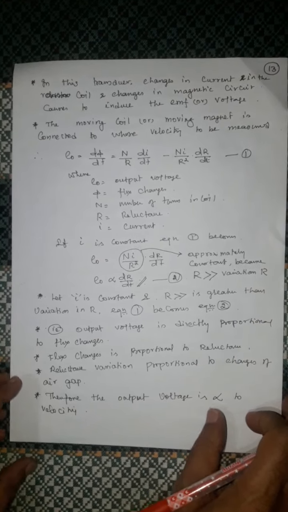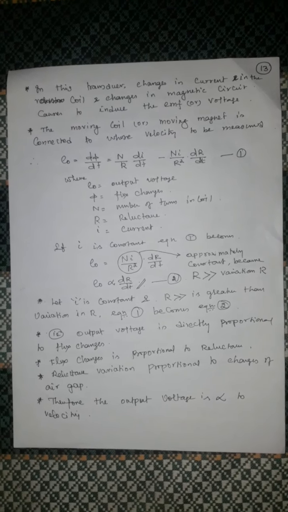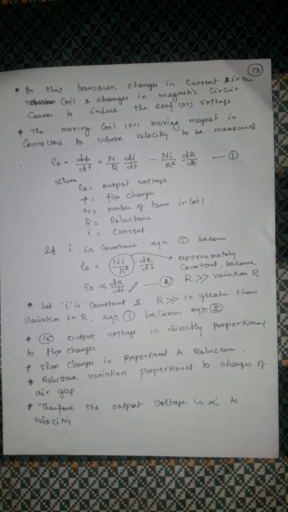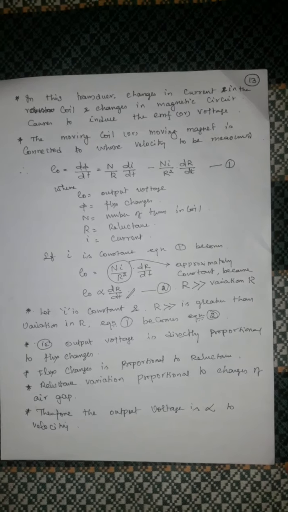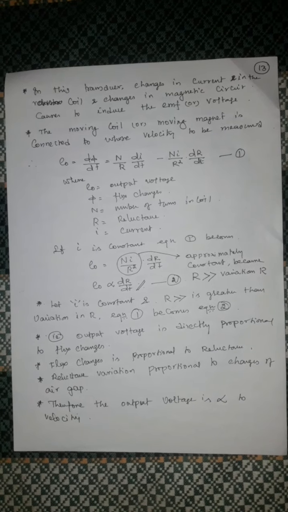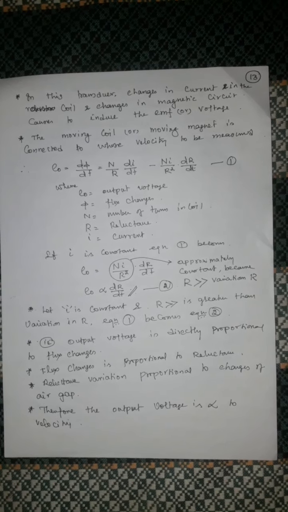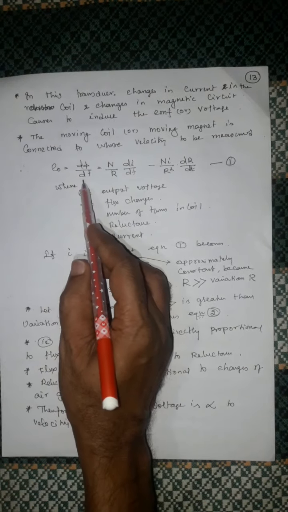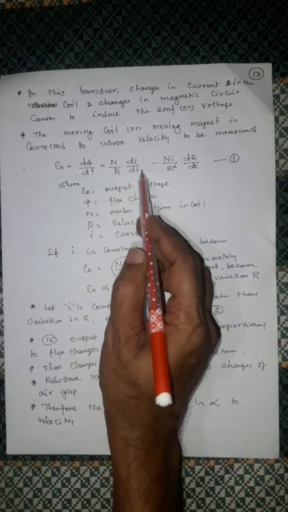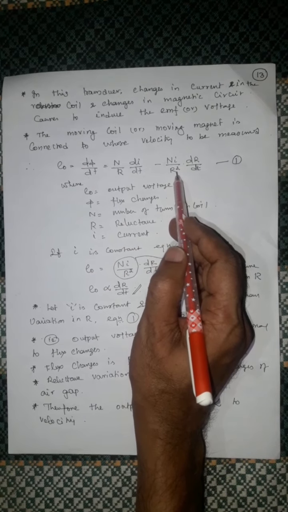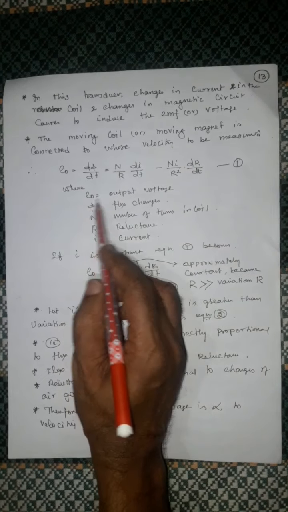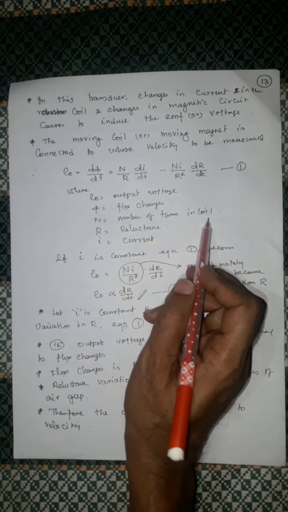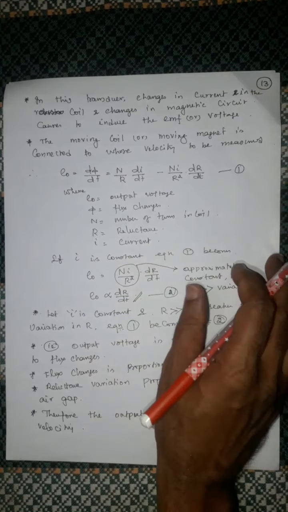In this transducer, the change in current in the coil and the change in the magnetic circuit cause the induced EMF or voltage. The moving coil or moving magnet is connected to the object whose velocity is to be measured. E0 equals dφ/dt equals n/R di/dt minus n i/R² dR/dt, where E0 is the output voltage, φ is the flux change, n is the number of turns in the coil, R is the reluctance, and i is the current.